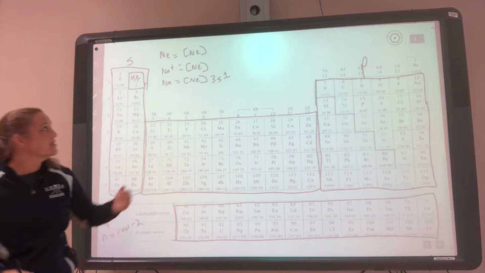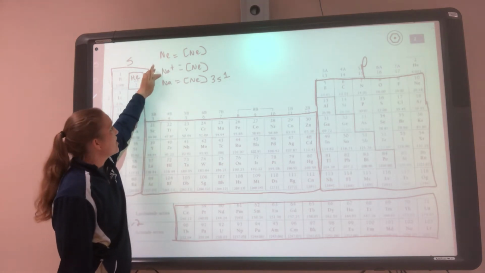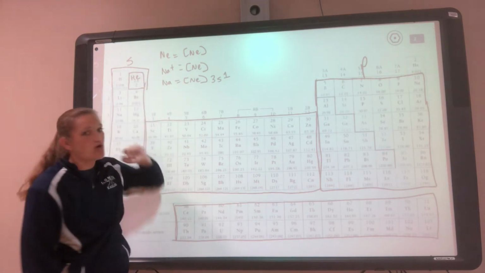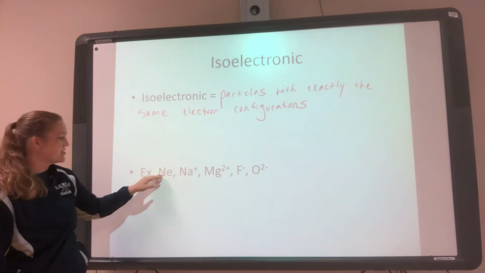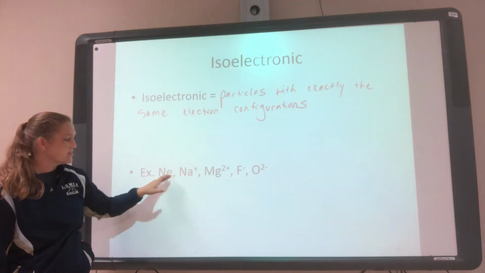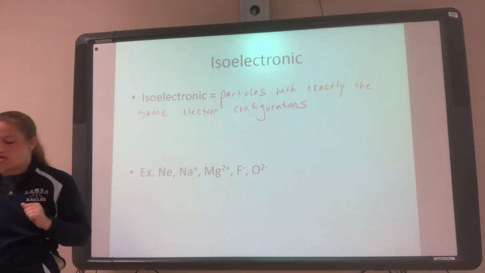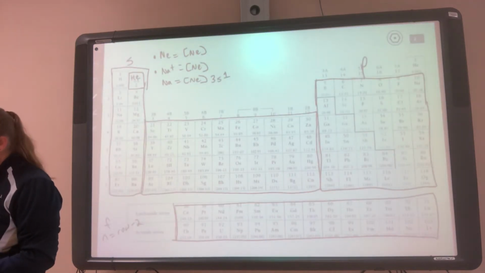So now we see that neon and Na+, these two are isoelectronic with each other. These were the ones on my list. If we go back, I'm just doing the ones on the list. Neon and Na+ had the same electron configuration. All right, what was the next one?